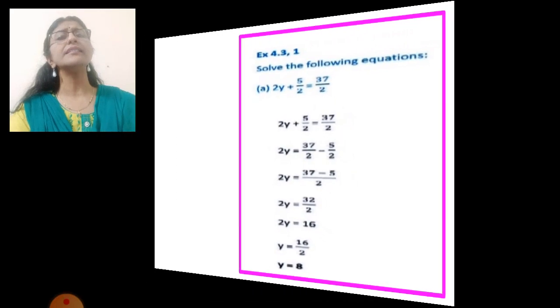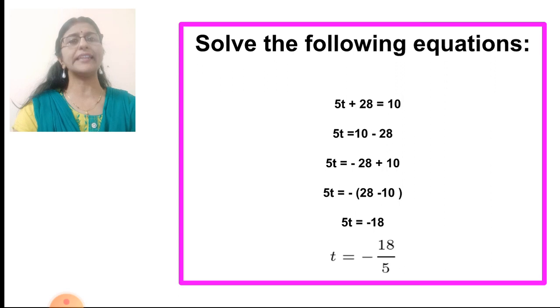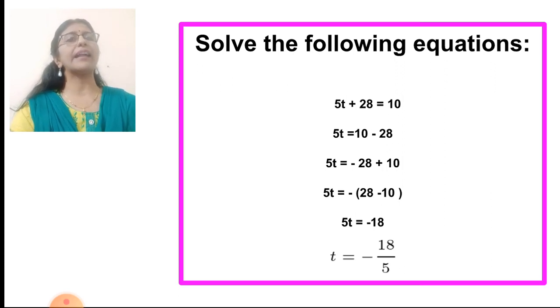Now let us go to the next question. Solve the following equation. We will solve all these equations by the transpose method. 5t plus 28 is equal to 10. So first we will write down the variable on the left hand side, that is 5t. And then in the RHS 10 is there, so we'll write 10 first, and then 28 we will bring to the right hand side. Here on the left hand side it is positive, so transposing 28 to RHS will become minus 28. So the next step will be 5t is equal to 10 minus 28.